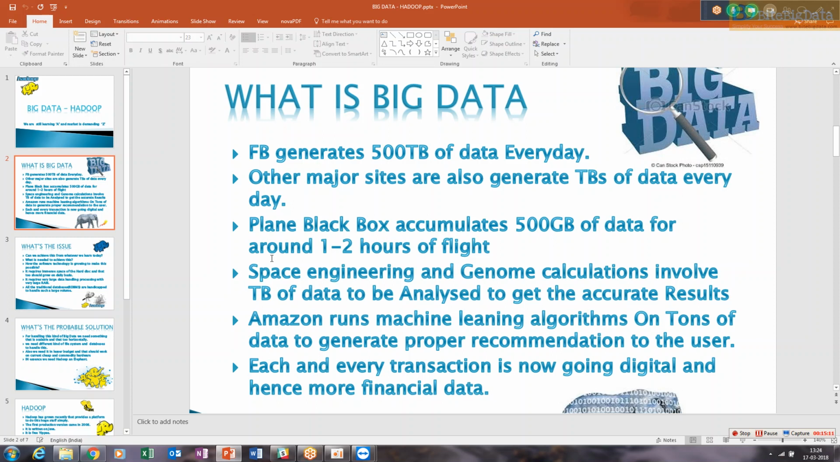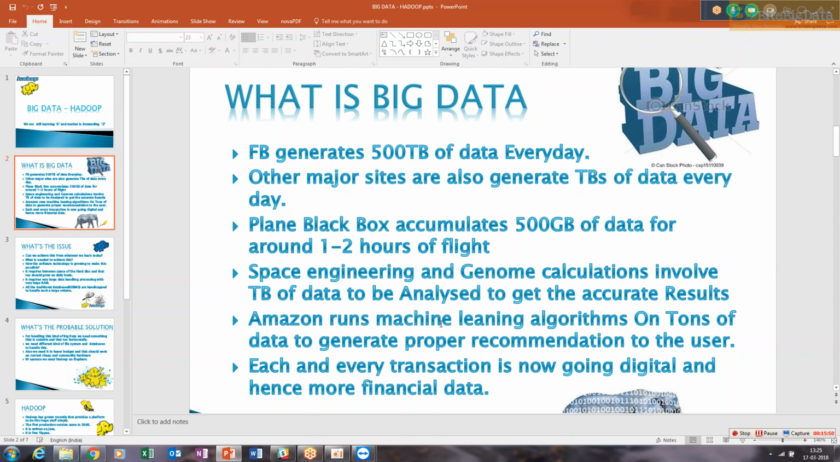So, space engineering, and then again you will have some very big sites like Amazon and Flipkart. There is a lot of sale of products. Even some banking websites or banks are handling tons of data, because everything is now going digital. When you say that 90% of data on this earth was generated in the last 2 years, this is a true statement, right? There are plenty of petabytes of data on this earth, and 90% of it was generated in the last 2 years. This will remain true for the next few more years.